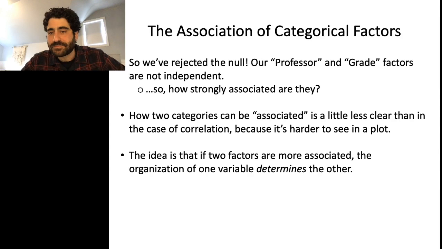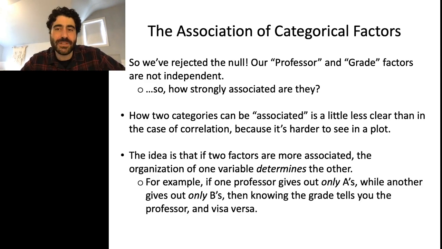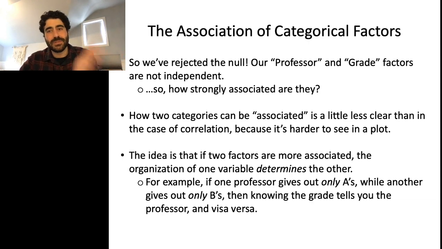What we want to know is basically to what extent does knowing one factor determine something about the other factor? For example, in a really extreme case where one professor is giving only A's and another professor is giving only B's, then one factor would entirely determine the other, right? If I knew which grade you got, I could tell which class you're in, and vice versa. So what we want to know is, on a scale of totally independent to completely determining each other, where are we on that scale?